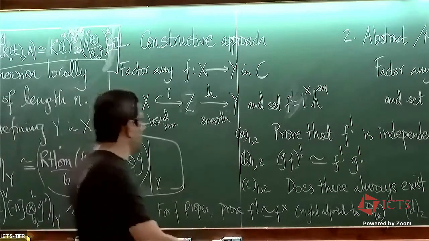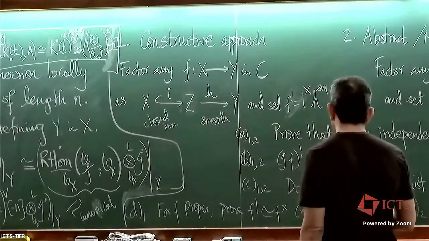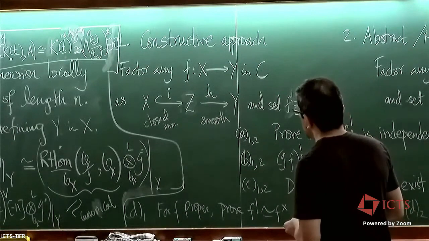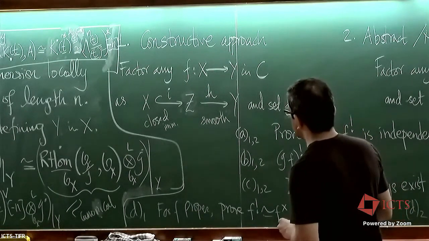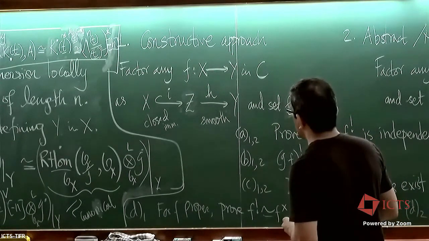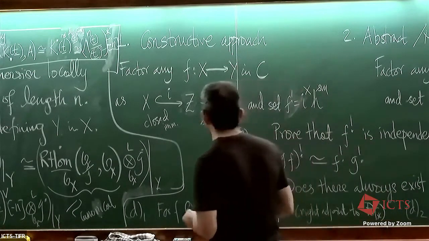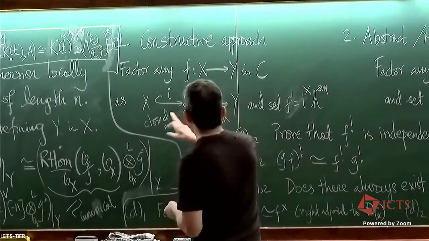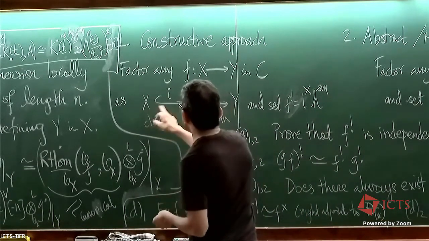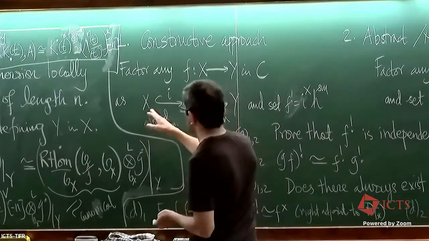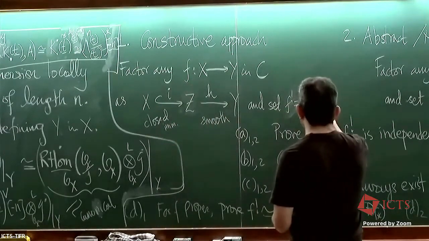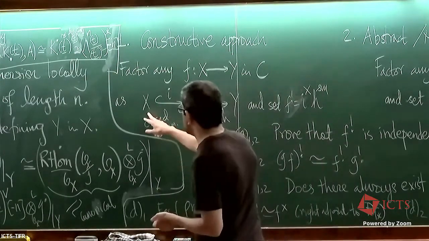You will also come across a lot of compatibilities. Many of them can be settled in an easy way, but the most interesting ones, which will require a little bit of handling with care, will be the situation where you factor the identity map as a closed immersion followed by a smooth map. So among the various compatibilities that you'll need, that is one of the situations which arises.